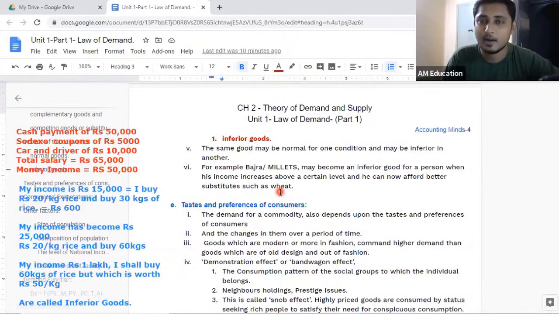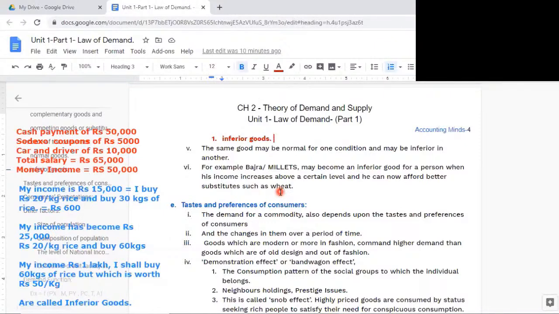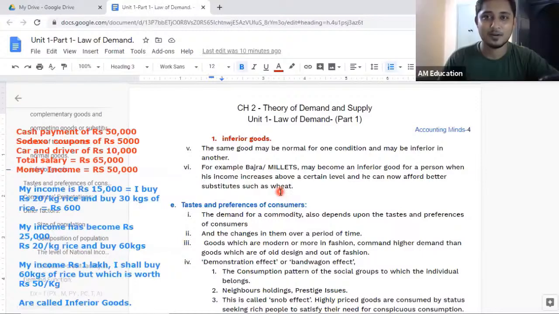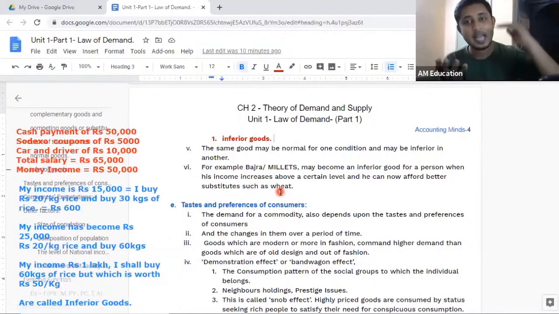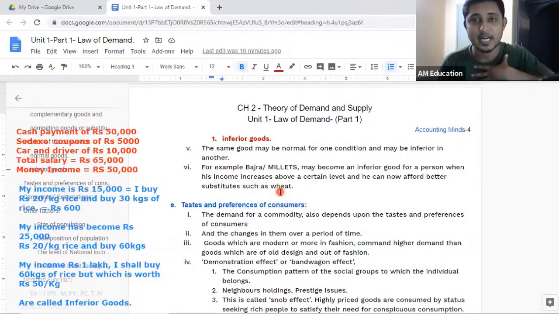And from wheat, can we make rice? No, sir. Rice is a different crop, no? Yes, sir. So wheat and millets. Up to a certain level of income, I am ready to buy millets to satisfy my hunger. But beyond that level of income, why would I buy them? I don't want to buy millets anymore. I'll buy wheat, make chapatis and puris and eat. So these are called inferior goods, whose demand decreases beyond a certain level of rise in income. Cool?